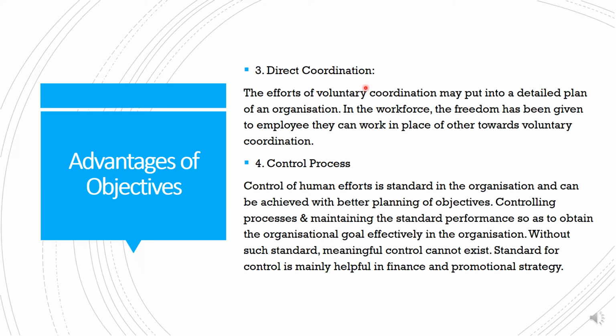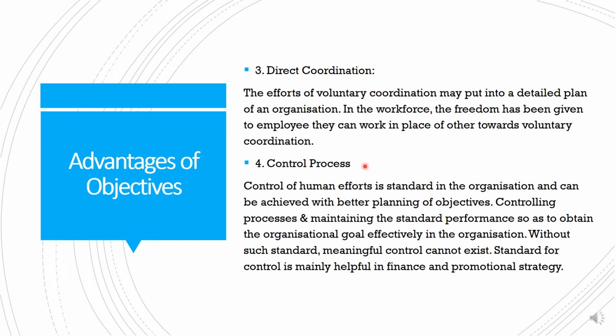The third is direct coordination. The clearer the objectives are, the better the coordination would be. The effort of voluntary coordination may be put into a detailed plan of an organization. In the workforce, the freedom has been given to employees that they can work in place of others towards voluntary coordination. So people might be coordinating with each other, volunteering for each other's work in order to achieve the overall objective of the organization.